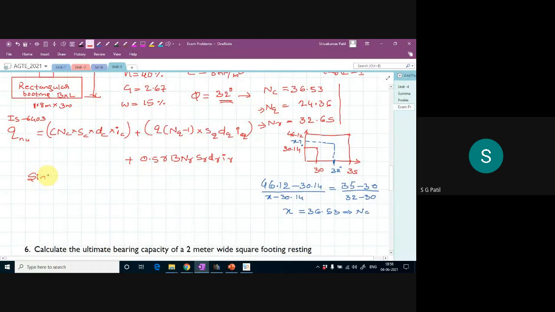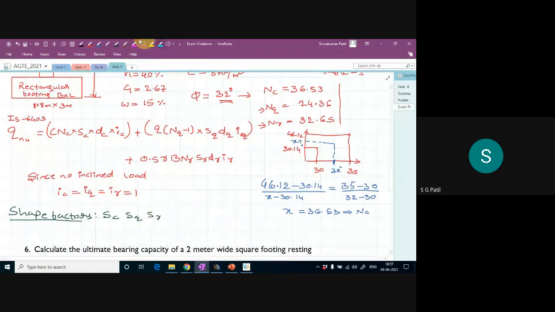So in that case, your inclination factor will be 1. Since no inclined load, IC is equal to IQ is equal to I gamma is equal to 1. Now calculate the shape factors. Shape factors I should calculate, that is SC, SQ, and S gamma. What is the formula for the shape factor?